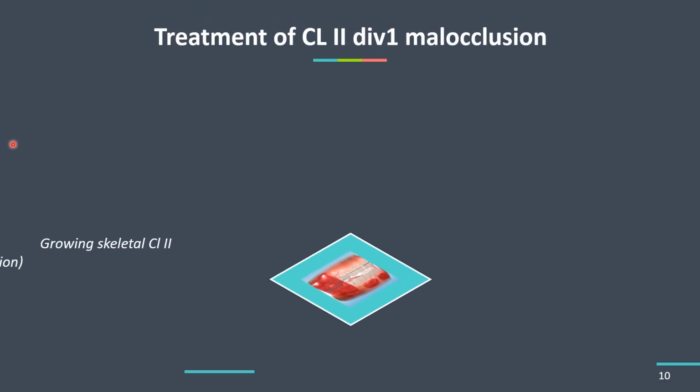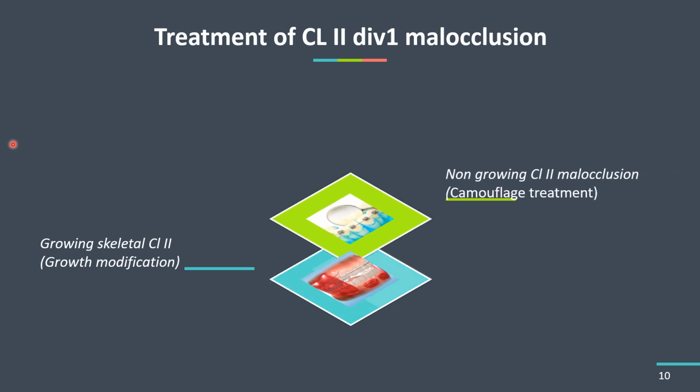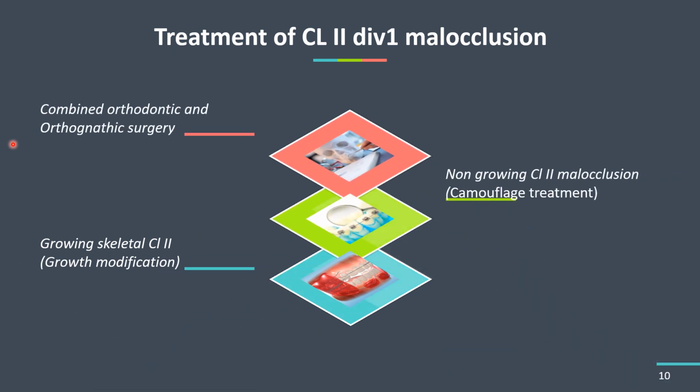The treatment of class 2 div 1 malocclusion is classified according to the age of the patient and the severity of class 2 div 1. According to age, it includes the treatment of class 2 in a growing patient, that means a pre-adolescent patient who has not reached the maximum growth spurt, and the cases who are beyond the maximum growth spurt, called the young adult or adult patient or non-growing class 2 malocclusion, and the adult patient who is treated with combined orthodontic and orthognathic surgery.